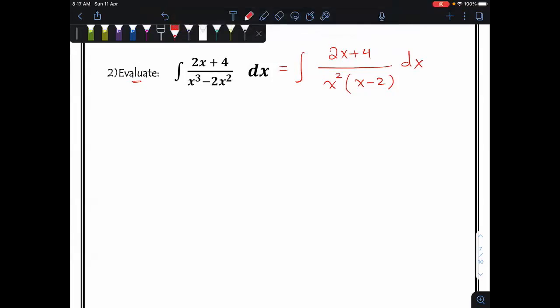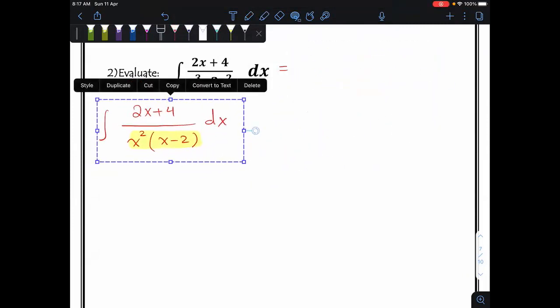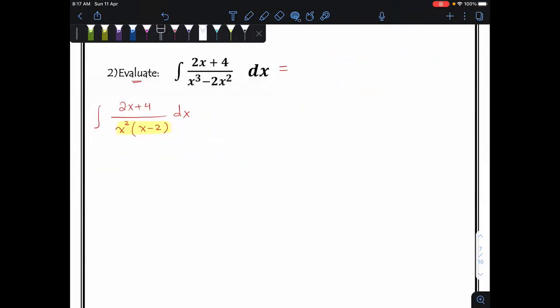So let's say here, guys, what should we do next here? You should look at the denominator factors. We have 2 factors now. The first one is x squared, and the second one is what? The second one is x minus 2.